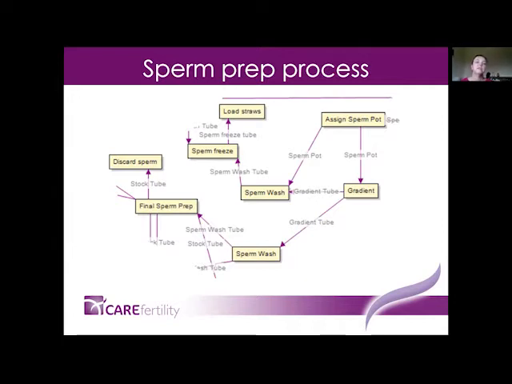This is just a tiny bit of that process map, just so you can see how it's broken down. It's really quite straightforward once you start building it up, and you can see here, going from the sperm pot that's doubly witnessed, that's an entry point, so you doubly witness the details on the sperm pot, but then the sperm pot leads to either a gradient or a sperm wash, and then onto a final prep or onto a sperm freeze, and then into the straws.